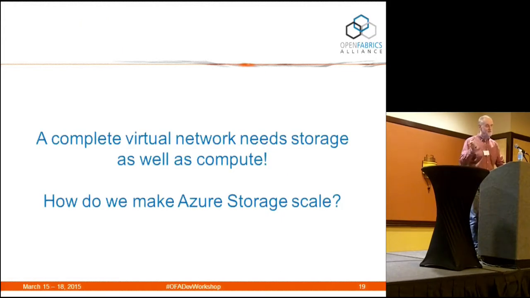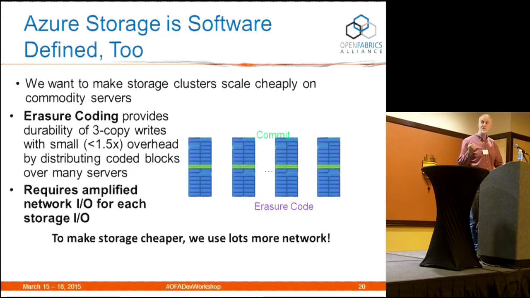However, let's say we have this, a complete virtual network. We need storage as well as compute, right? Those are the two main functions that cloud virtualization needs to provide. So how do we make Azure storage scale? Well, Azure storage becomes software defined as well. It wants to make storage clusters scale cheaply on commodity servers. Erasure coding, you can read all about this, but it's the durability of 3 copy writes with a fairly small overhead. But erasure coding has a very important property.